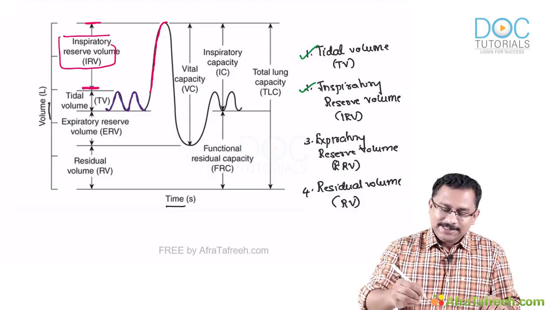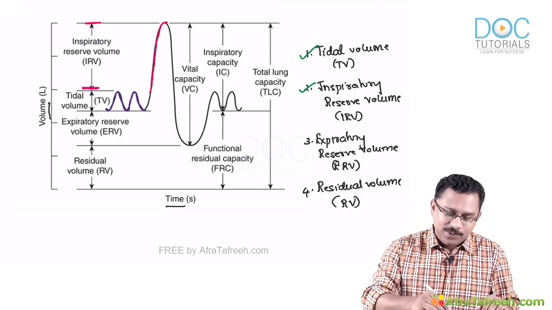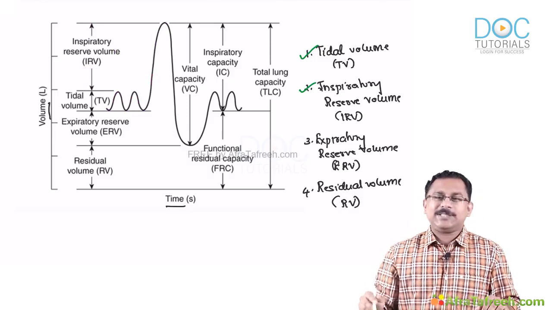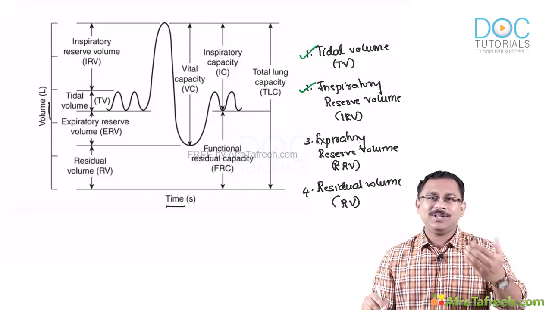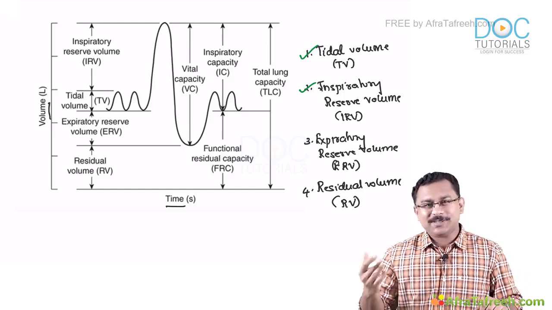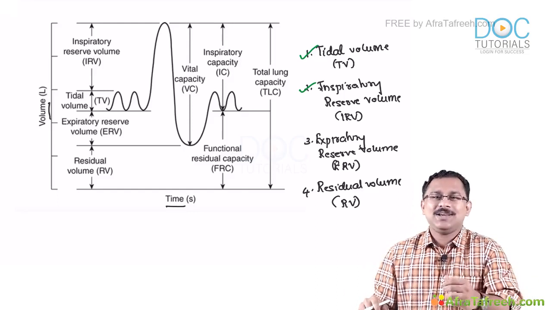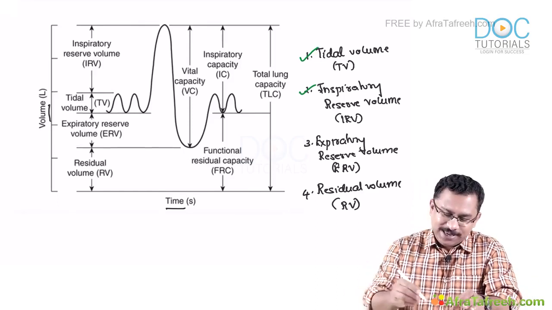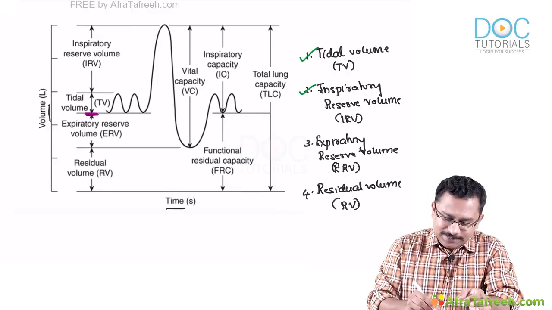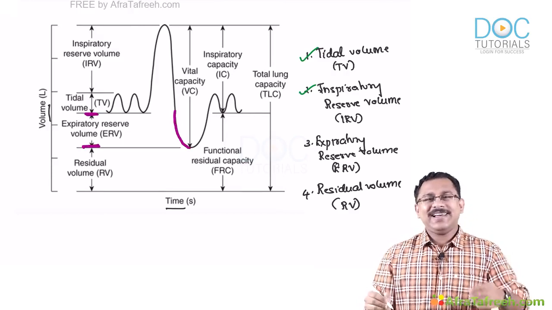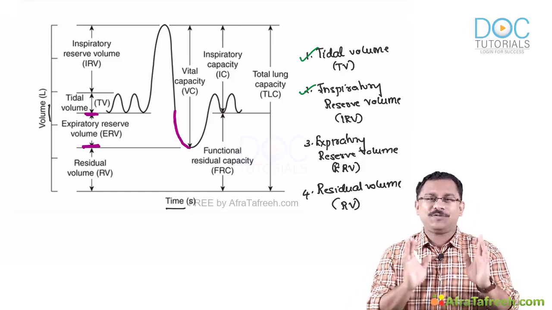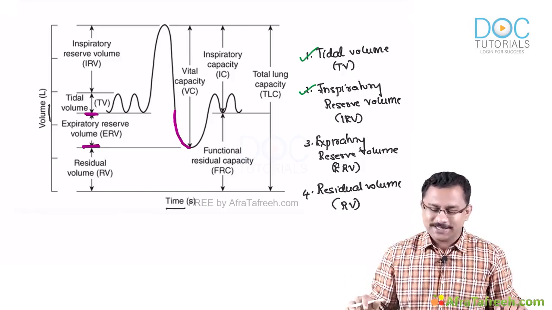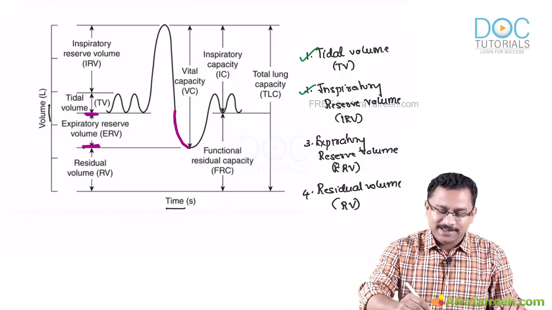Clear? Next is expiratory reserve volume. Let's try to see what an expiratory reserve volume is. Expiratory reserve volume is again the excess amount of air, which means above the tidal volume, which can be expired out of the lungs with a forceful expiration. You see here, this is the particular amount of air that can be forcefully expired, that is beyond the tidal volume. So it is a forceful expiration and not a normal respiration. That is called an expiratory reserve volume.